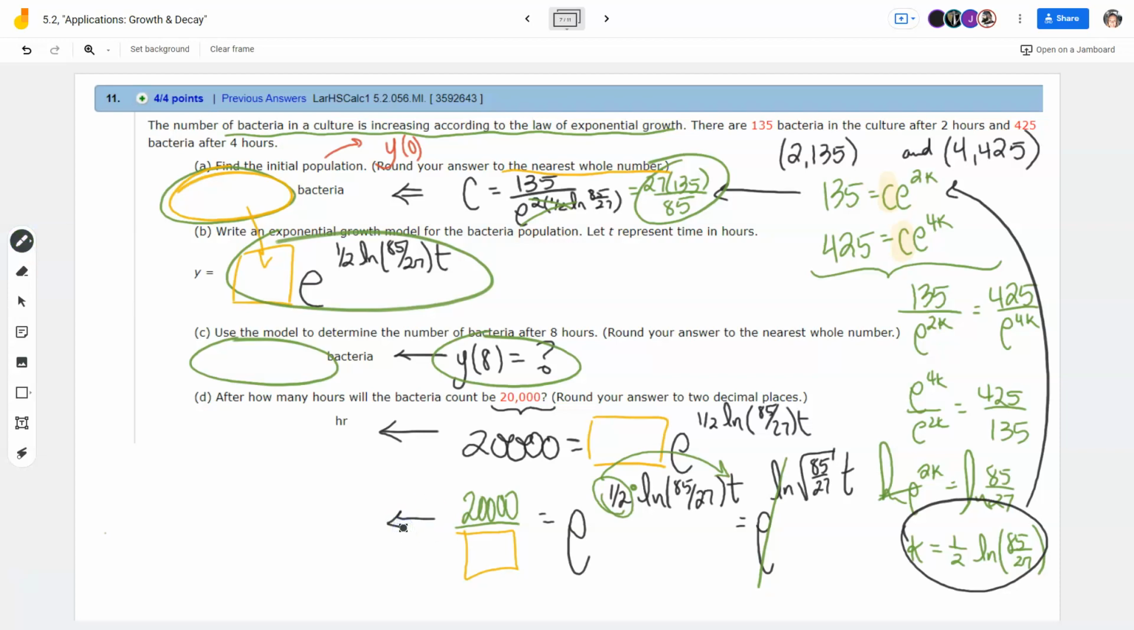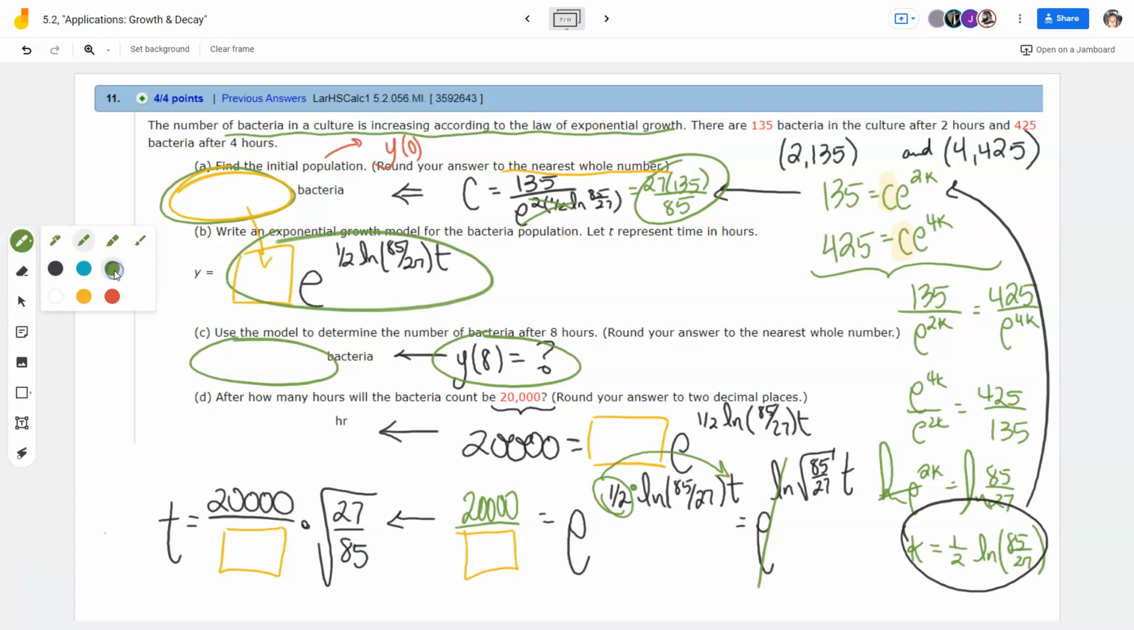So that would lead us to what t is equal to. 20,000 divided by whatever you get your c to be. Probably should have made it a variable. I guess I could have made it a variable, but I wanted you guys to plug it in. Divided by the square root of 85/27, which will be the same thing as times the square root of 27/85. Then you guys will have it.